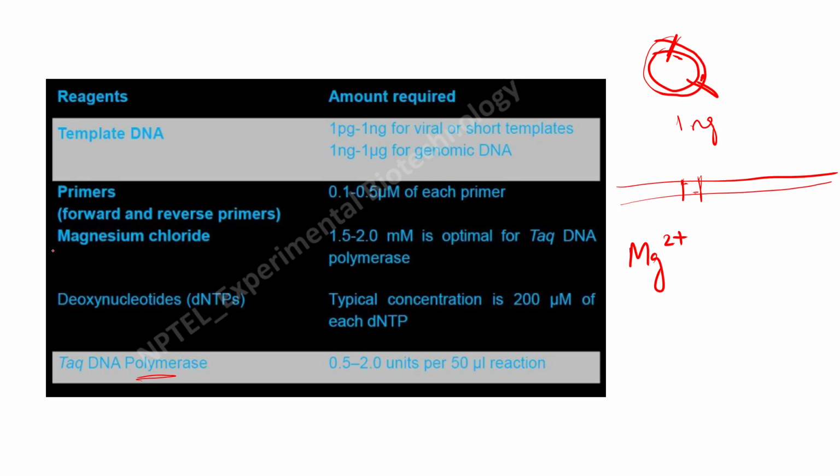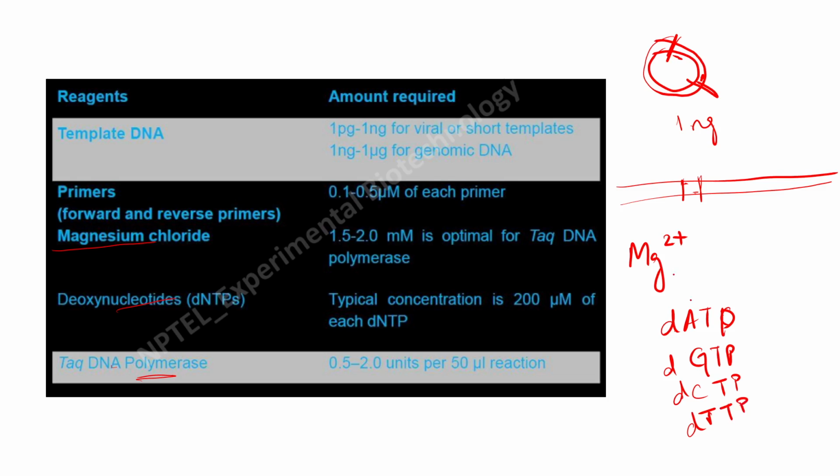So we add additional magnesium chloride because the enzyme that we have doesn't have the magnesium ion present inside it, so we have to add it from outside so that it can use the magnesium ion, otherwise the enzyme will not be active. Then we add the dNTPs. dNTPs are basically dATP, dGTP, dCTP and dTTP. So a mixture of all 4 nucleotides is added.